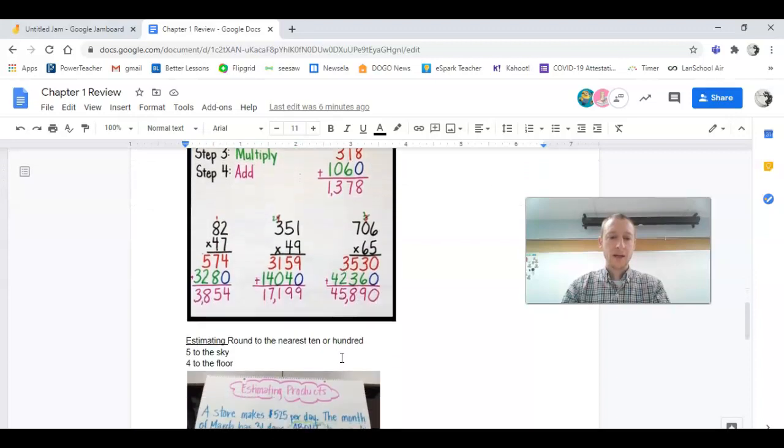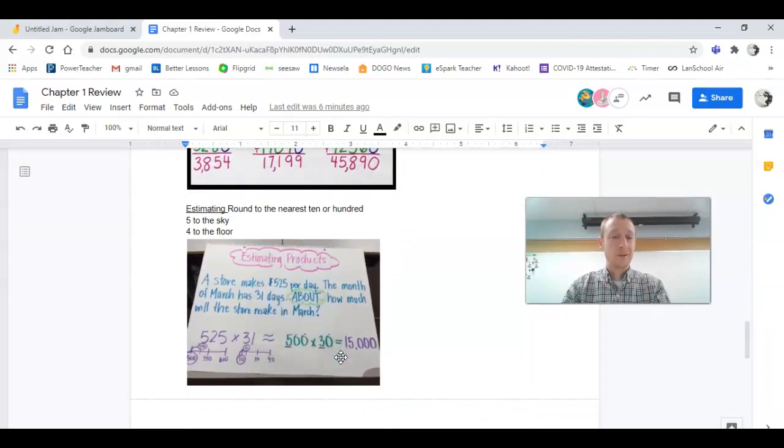Okay. Last thing, estimating. Sometimes we don't need an exact number. We just need an estimate. So here, remember, you're going to either round to the nearest 10 or 100. You want a number that ends in nice zeros to make it really easy to round. The rule here is 5 to the sky, 4 to the floor.